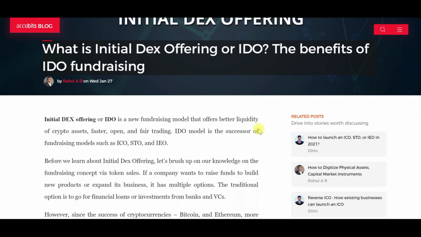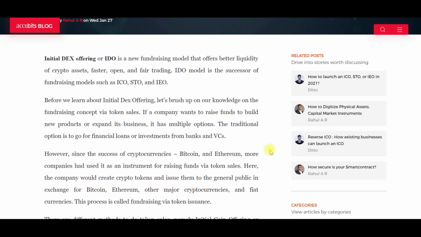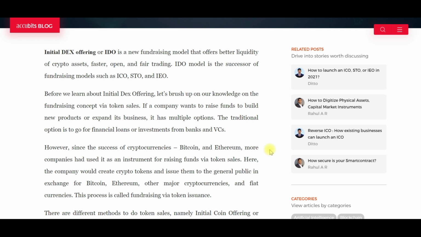I'm just going to use this article to try to get you to understand what these various fundraising models are. Initial DEX offering, or IDO, is a new fundraising model that offers better liquidity of crypto assets, and faster, open, and fair trading. The IDO model is the successor of fundraising models such as ICO, STO, and IEO. So that is it.